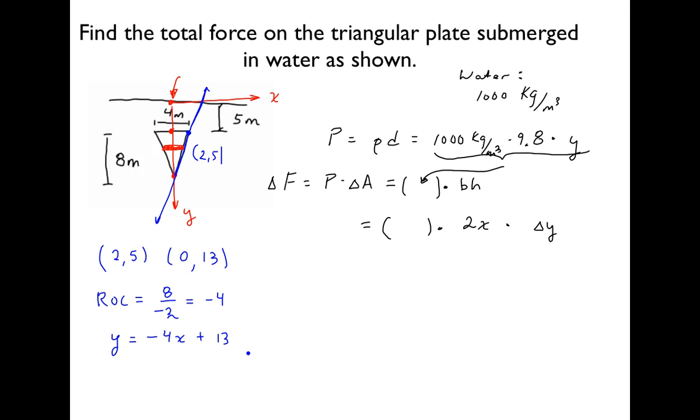But we need x in terms of y. So what's that? x equals (y minus 13) over negative 4. That's what this is.